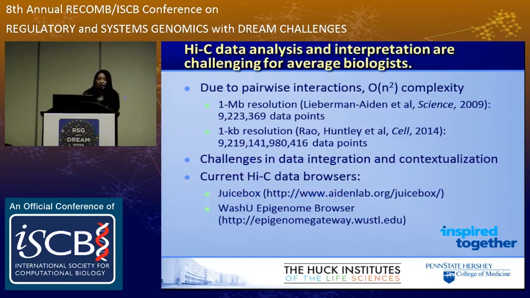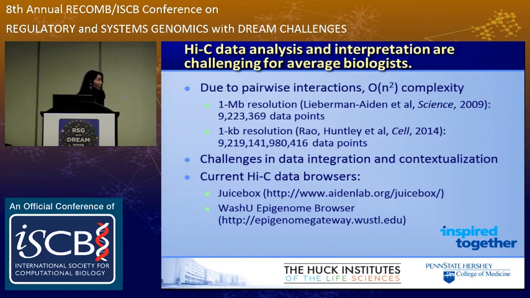Unfortunately, Hi-C data, as valuable as they are, are challenging for the average biologist to analyze and interpret. One of the reasons is that unlike the other epigenomic data that are stored in bed files and GTF files, which are big O of n, due to the pairwise interactions as well as the matrix structure of the Hi-C data, it has an intrinsic complexity of big O of n squared.